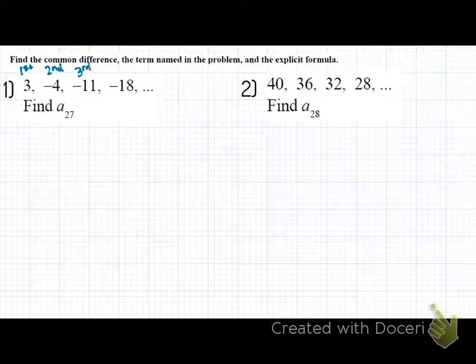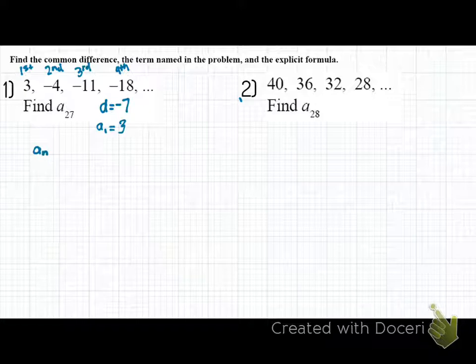We have 4 numbers: the first, second, third, and fourth. And the common difference is negative 7. Oh, and the first number is 3. So these are the 2 pieces of information you need to make your equation.